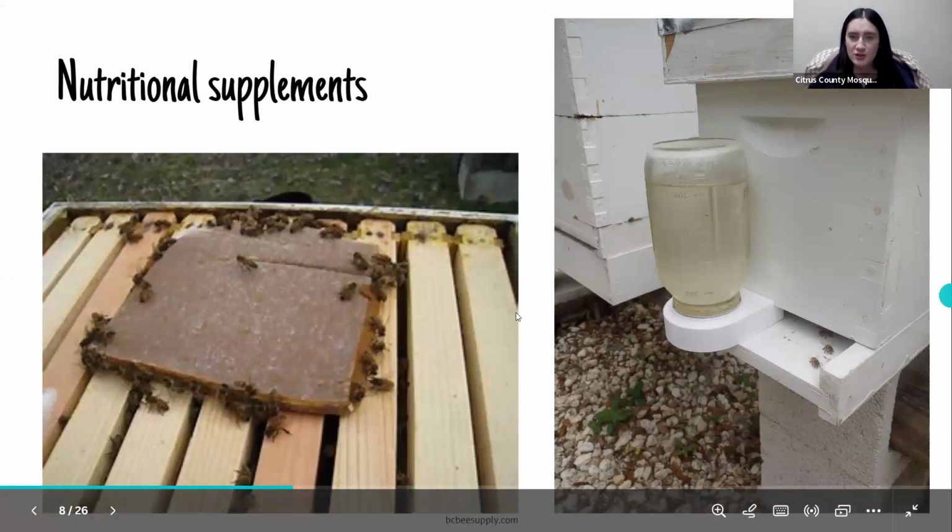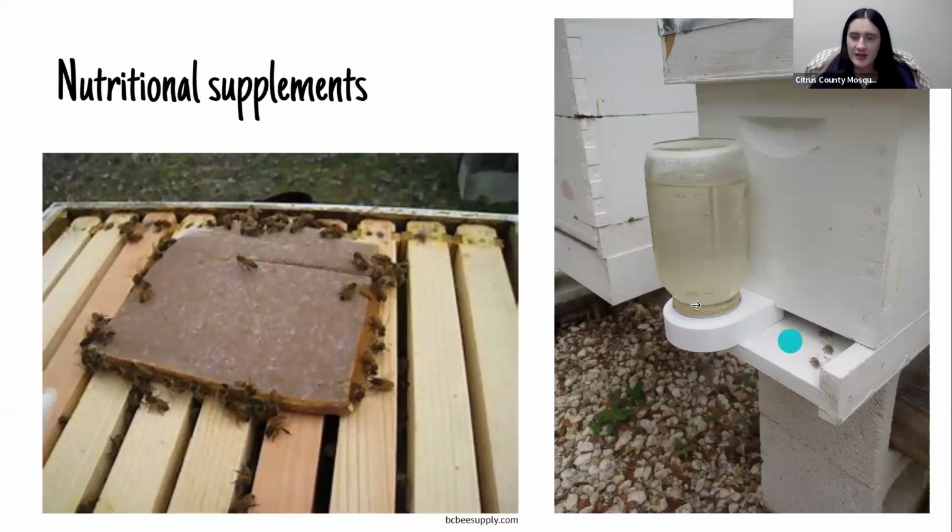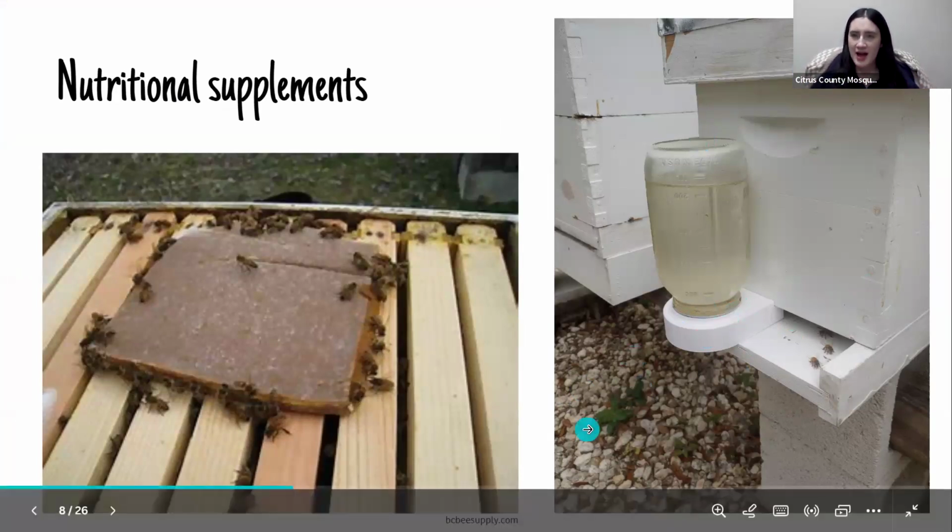And then over here, that's sugar water. So we've got an entrance feeder right here. We just stick that right in the entrance, stick a mason jar full of sugar water on there, and that is their carbohydrate source supplement.